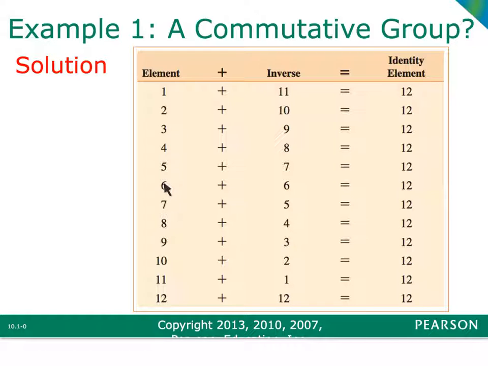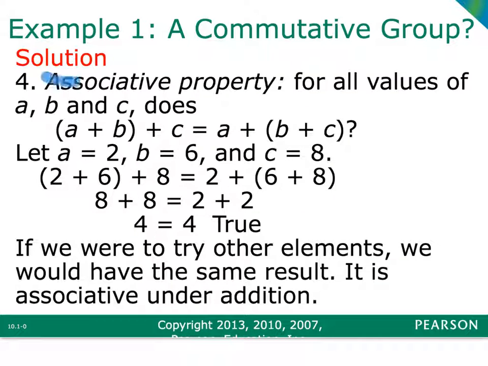Notice 6 and 12 both have their own element as its own inverse. We're trying to get to 12, which is our identity element. So that's how we have the inverse element. Now let's check the associative property.